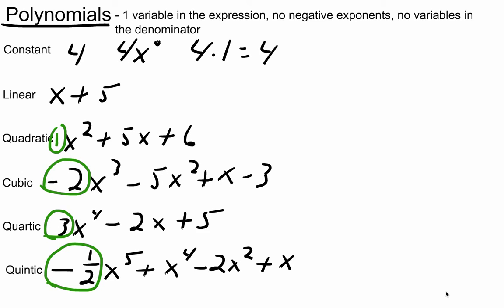So the leading coefficient is the number that's in front of the variable that has the largest exponent, which is called the degree of the polynomial.